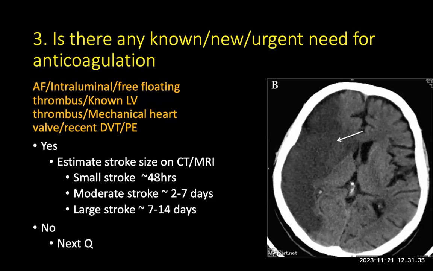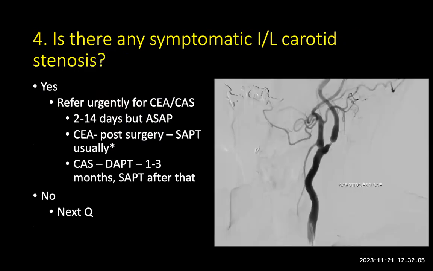Now, there is some new data which suggests that starting anticoagulation earlier in these patients might be safe, and I'll talk about it at the end. On a case-by-case basis, you might consider early anticoagulation, but by and large, we stick to this broad guideline. There are some other guidelines like the 1-3-6-12 rule which you can use, but by and large, we stick to this broad guideline.